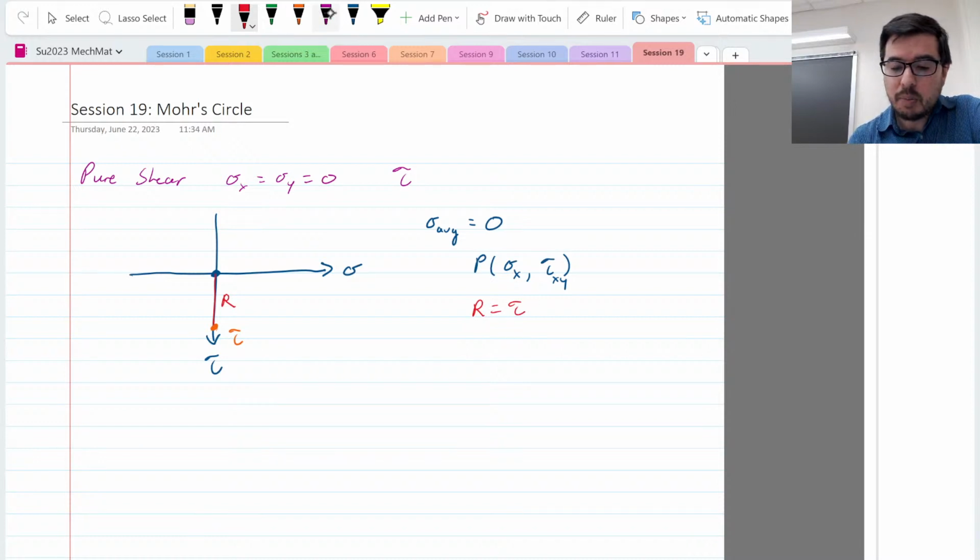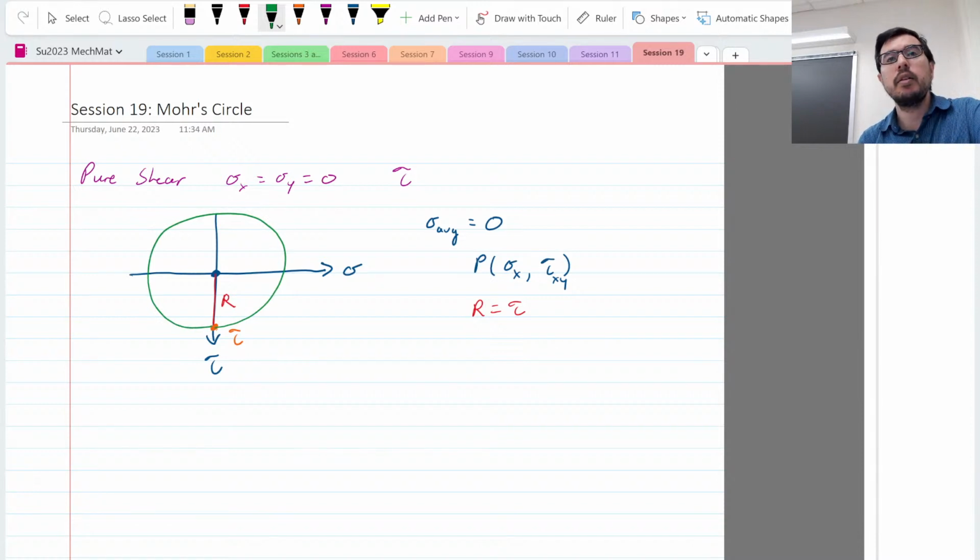Okay, and then I can draw my Mohr circle. Just like that. So it's centered at the origin. Okay, what is the maximum in-plane shear stress? Well, it's tau, it's pure shear. What are the principal stresses? Sigma 1, sigma 2. Well, look, it's just R. I rotate up to here. Sigma 1 is equal to R. Sigma 2 is equal to minus R.